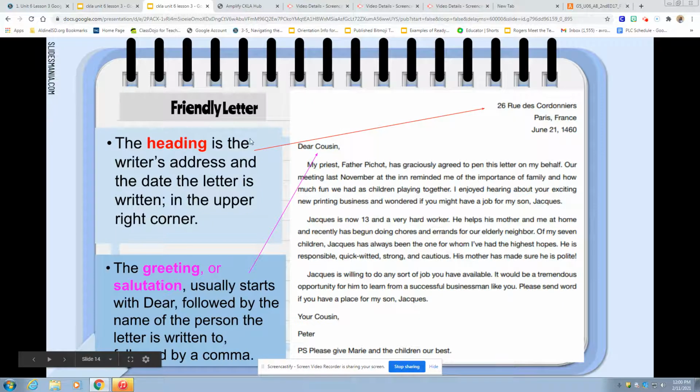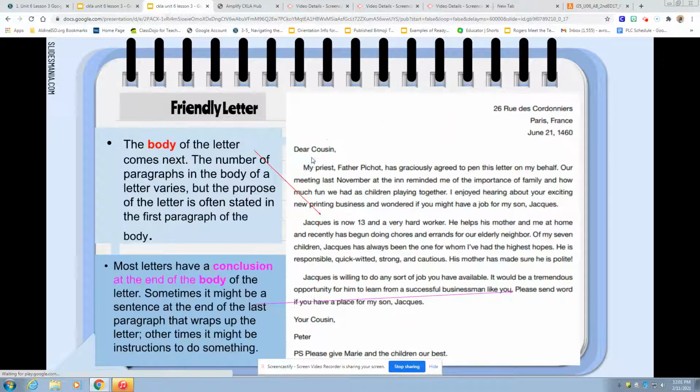Here, Miss Rogers, the heading is the writer's address and the date the letter is written, in the upper right corner. So here it has the date and the place. Then the greeting, or salutation, usually starts with dear, followed by the name of the person the letter is to. So he said dear cousin, or you can say dear Miss Rogers, whoever you're writing to. So those are 2 aspects of a letter.